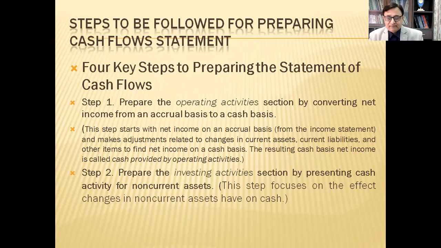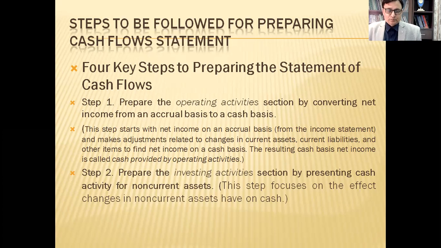So under the first step, we will prepare the operating activities section by making adjustments in the net profit, which is available in the income statement on accrual basis, and we have to convert it into cash basis. So this is the first step we will be following.